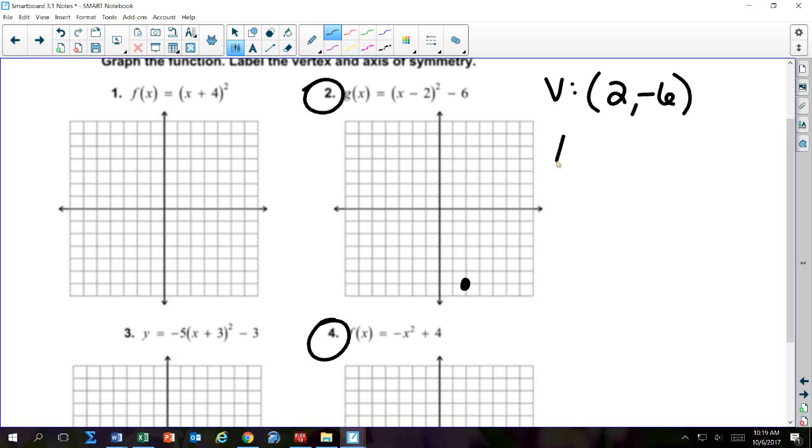All right, then as for my axis of symmetry, it would be at x equals what? 2. Very good. It's going to be the same x value as what I use in my vertex. So my axis of symmetry is going to be right here.